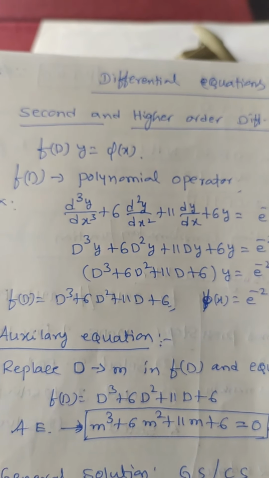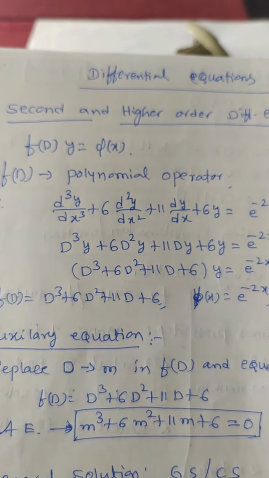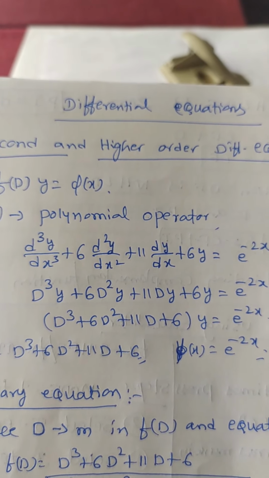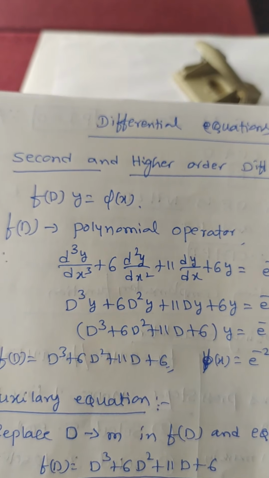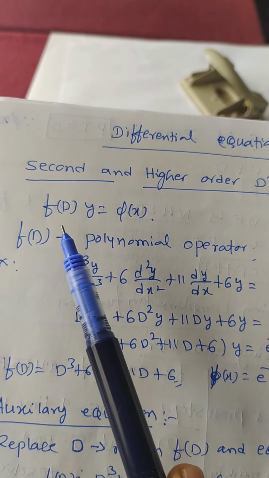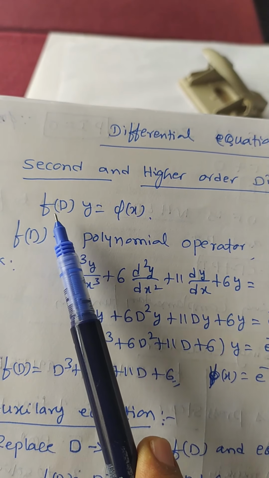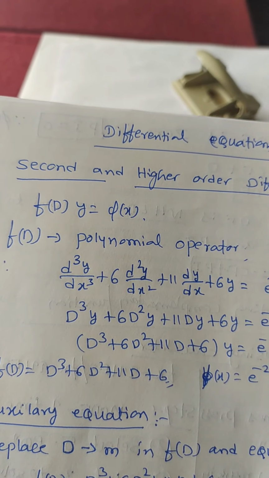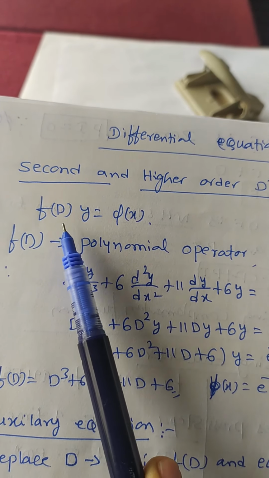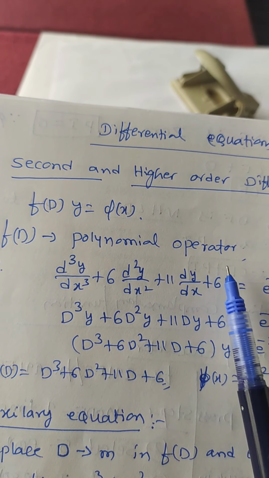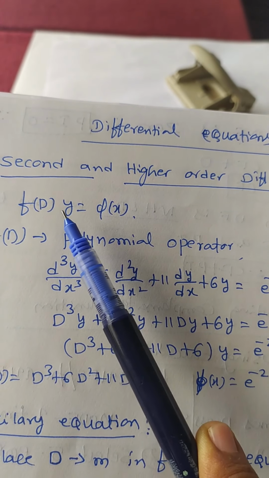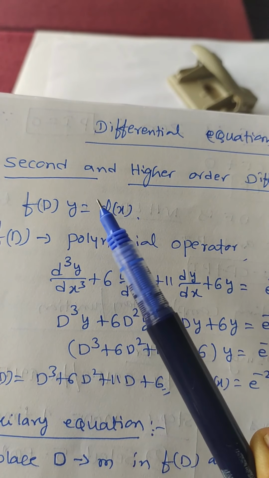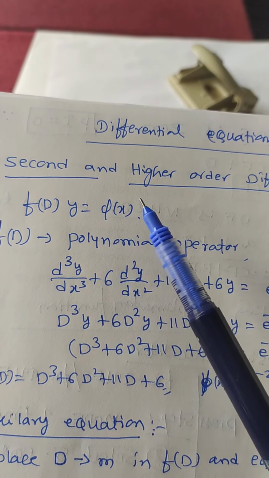Okay, today I am going to teach you the second and higher order linear differential equation. The general form of the second and higher order linear differential equation is denoted by f of D into y is equal to phi of x. What is f of D? F of D is called the polynomial operator. And what is y? Y is the dependent variable. And phi of x is a function of x, meaning a function of the independent variable.